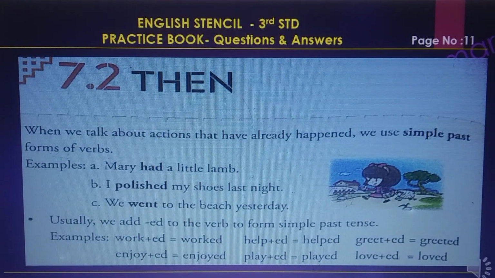7.2. When we talk about actions that have already happened, we use the simple past form of the verb. For example: A. Mary had a little lamb. B. I polished my shoes last night. C. We went to the beach yesterday. Usually, we add ed to the verb to form the simple past tense.